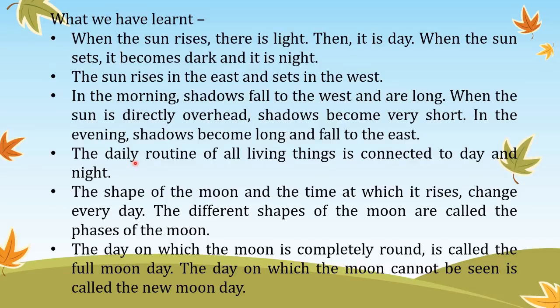The daily routine of all living things is connected to day and night. The shape of the moon and the time at which it rises change every day. The different shapes of the moon are called the phases of the moon. The day on which the moon is completely round is called the full moon day. And the day on which the moon cannot be seen is called new moon day.